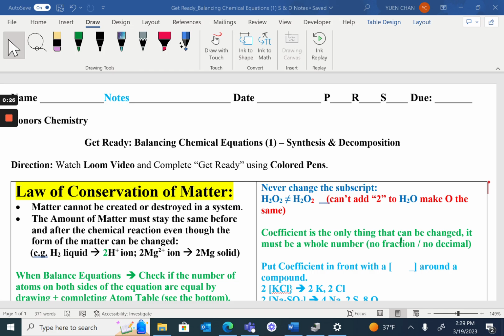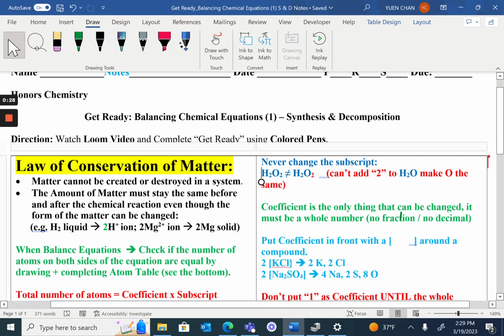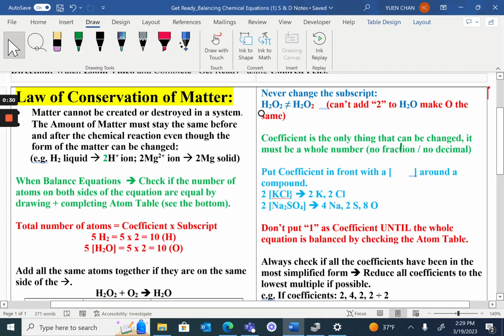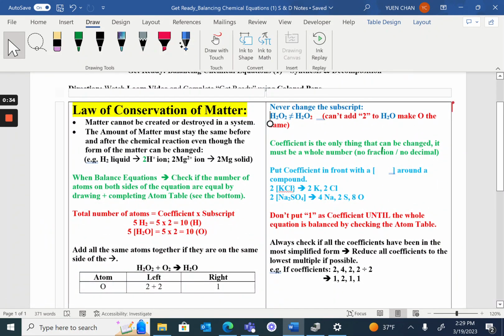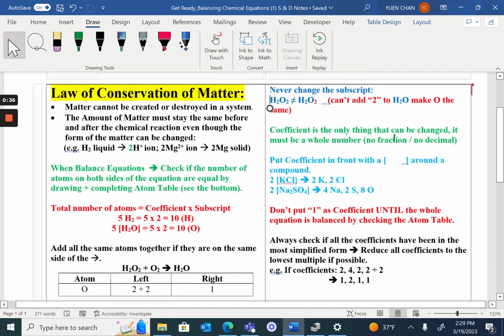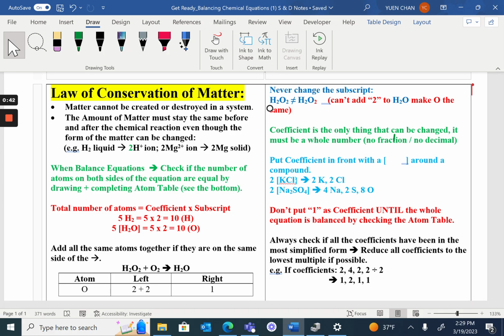First of all, I'm going to pause the video. I want you to copy these notes onto your worksheet. So pause the video and then write these notes down on your Get Ready worksheet using color pens, okay?